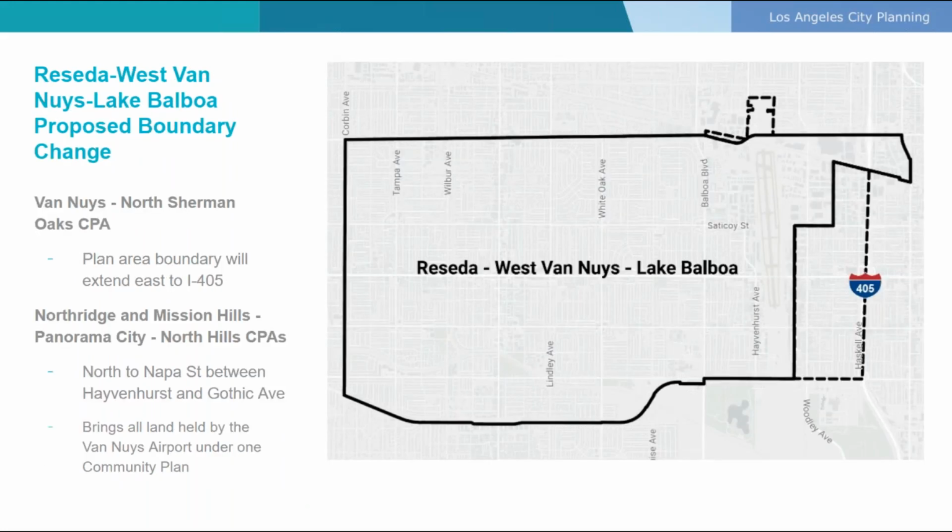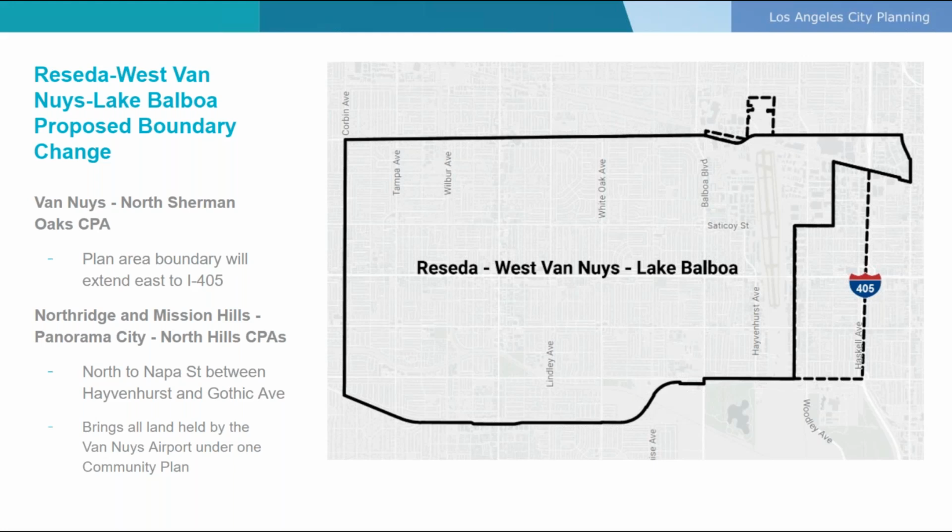The Reseda West Van Nuys Lake Balboa Community Plan area will expand its boundaries in two locations. First, to the east, in what is currently the Van Nuys North Sherman Oaks Community Plan area, the boundary will extend to Interstate 405. And second, to the north, in what is currently the Northridge and Mission Hills Panorama City North Hills Community Plan areas, the boundaries will extend north to Napa Street between Havenhurst and Gothic Avenue.